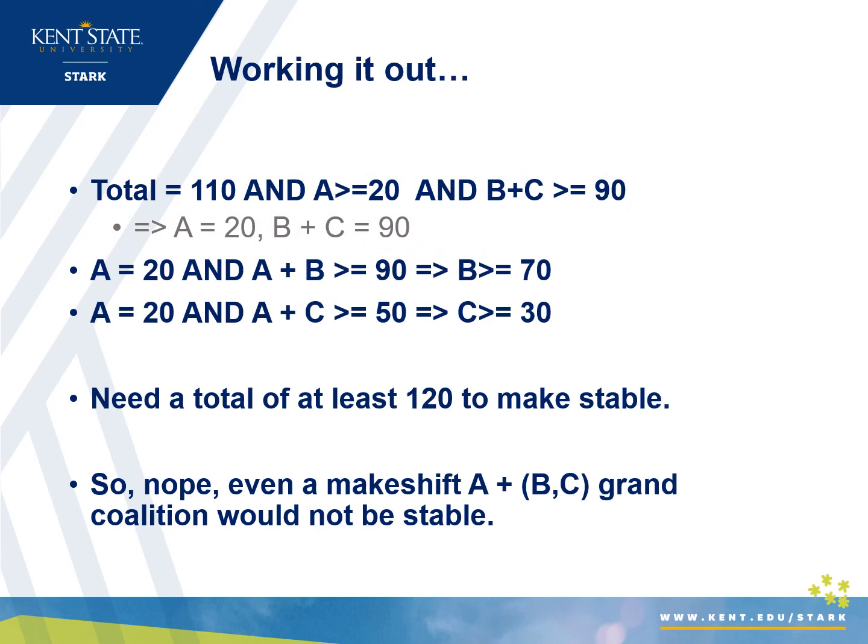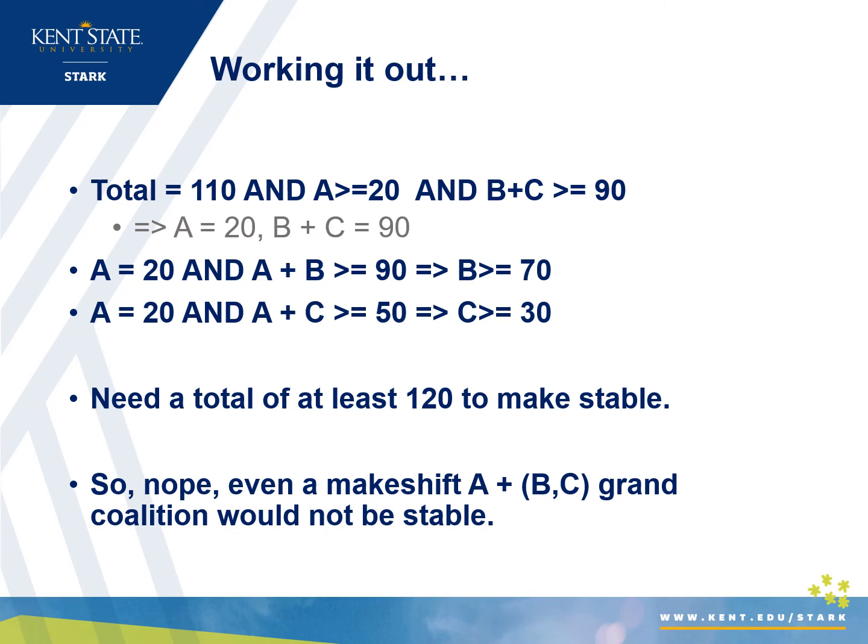So it turns out that if we have a total of 110 available, and we know that A has to get at least 20 and B plus C has to get at least 90, well then it's pretty clear, right, that A has to get exactly 20 and B plus C has to be exactly 90 as a total. Right? So putting this together, if A equals 20, and A and B together have to be at least 90, then B has to be at least 70. And if A is 20 and A plus C together has to be at least 50, then C has to be at least 30. Right? So now we add all this up. A is 20, B is at least 70, C is at least 30. That means we need at least 120 to make this stable. But we only have 110.